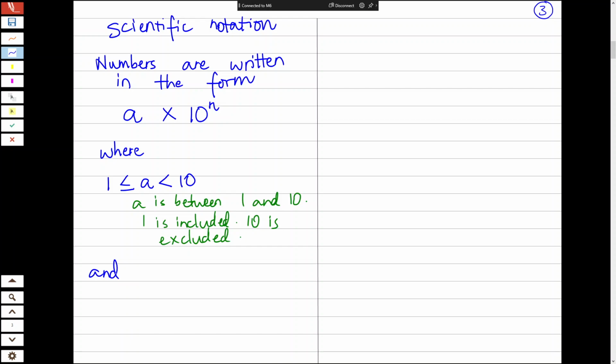So A is between 1 and 10, and n is, I'm going to use a mathematical term here, n is an integer. Now, I remember explaining this to my class last year. You might have forgotten, but I'm going to throw it over to last year's 8b and 8c. Do you know what an integer is?